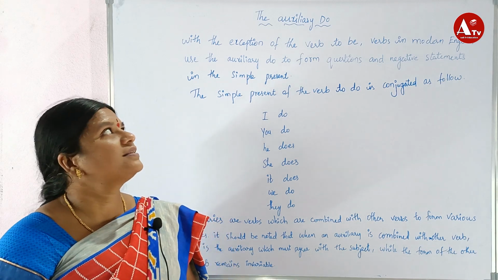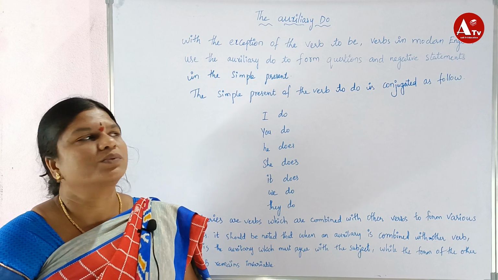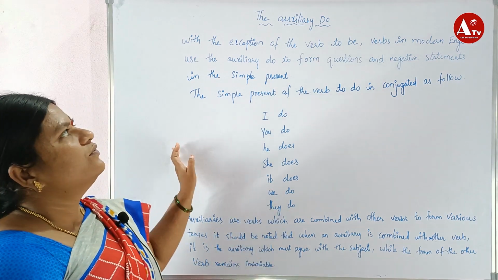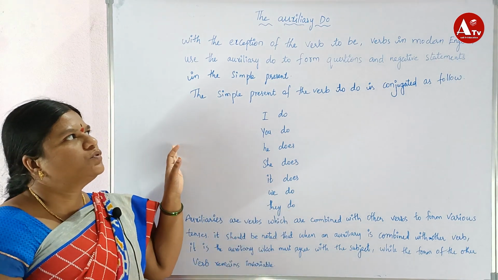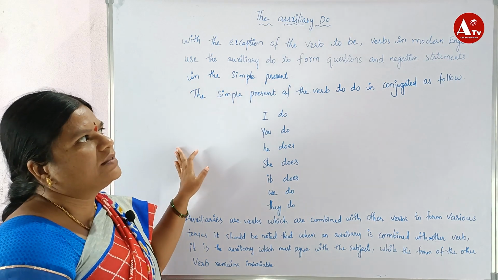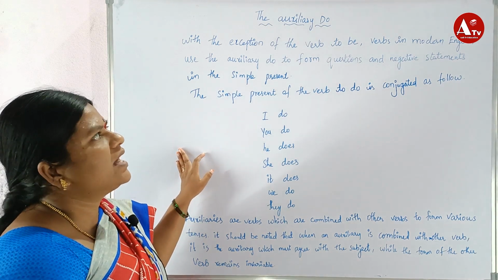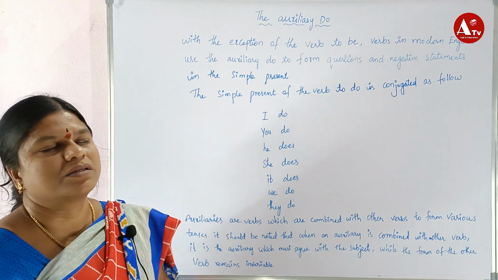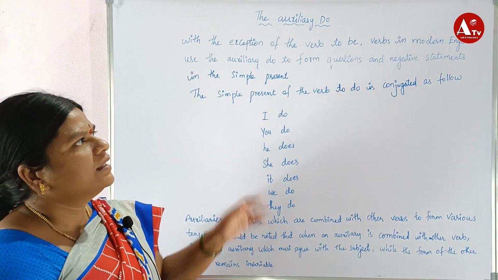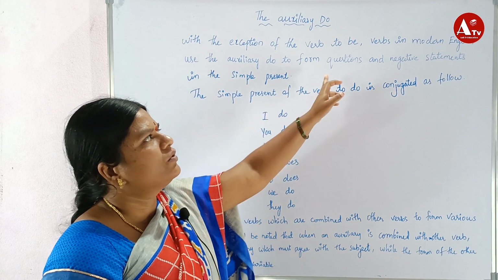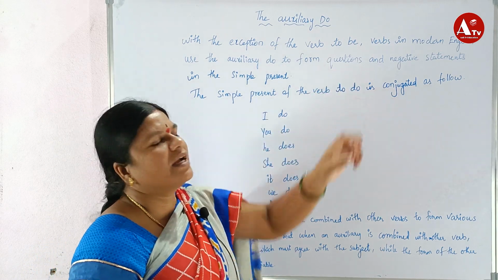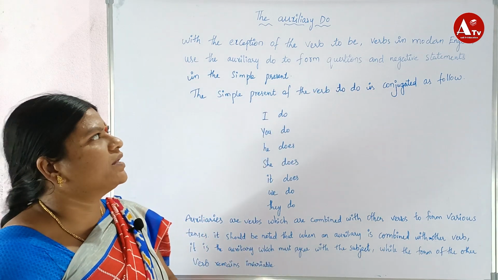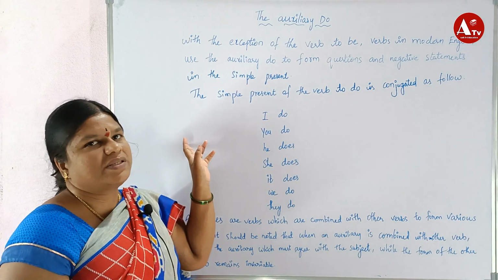Today's topic is the auxiliary word do. With the exception of the verb to be, verbs in modern English use the auxiliary do to form questions and negative statements. With the help of do, we can form yes or no type questions and make negative statements in the simple present form.